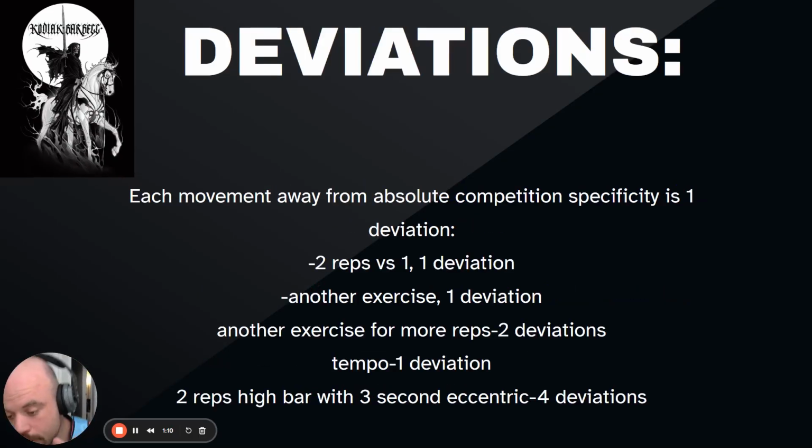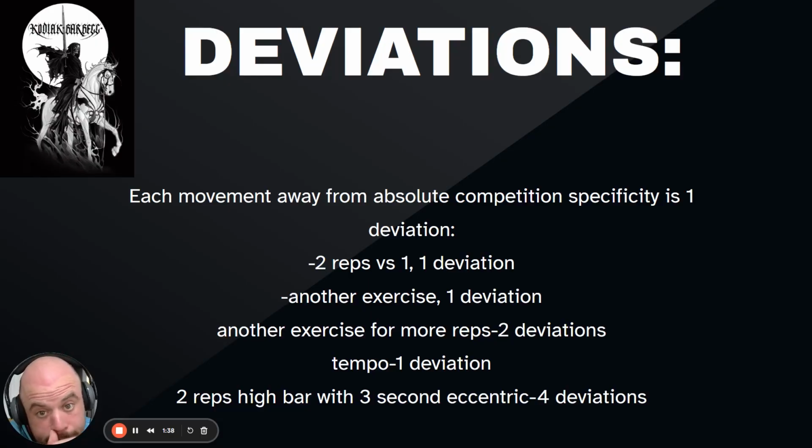So when we're understanding dynamic transference, we can't understand it in isolation. We have to understand it in terms of deviations, right? So each movement away from absolute competition specificity is one deviation. 2 reps versus 1 is 1 deviation. Another exercise, additional deviation. Another exercise for more reps, 2 deviations. Tempo, 1 deviation. So a 2-rep high bar with 3-second eccentric is 4 deviations away from the competition lift.